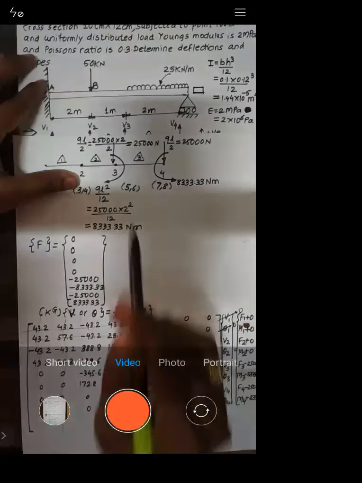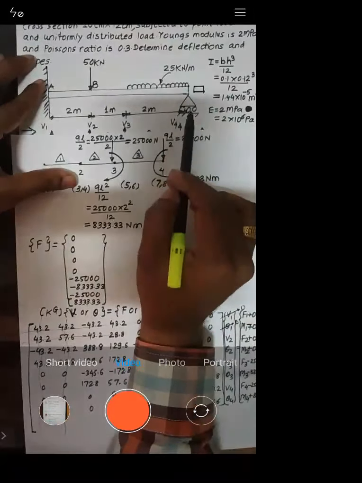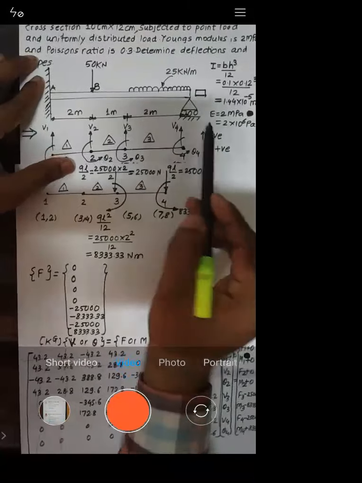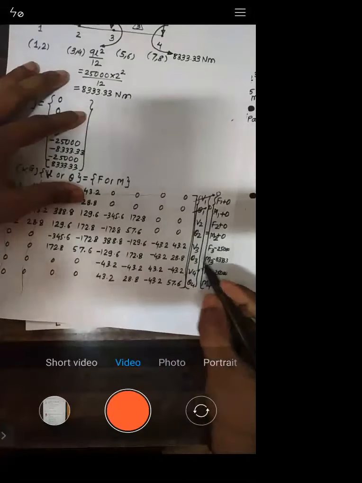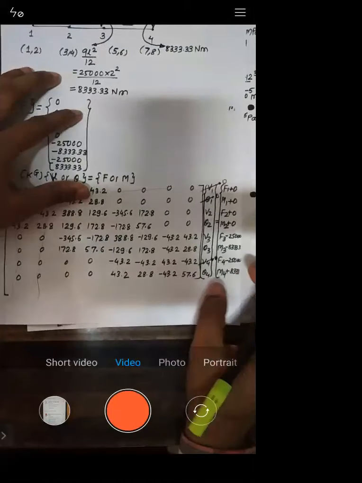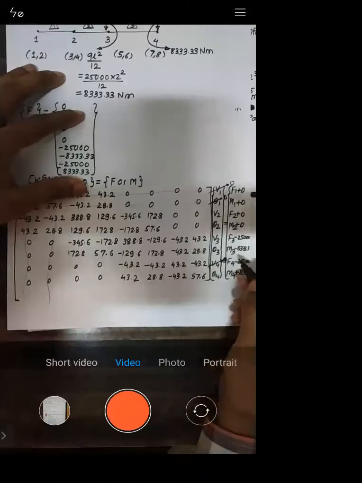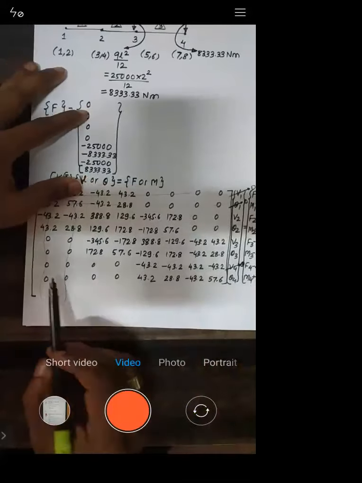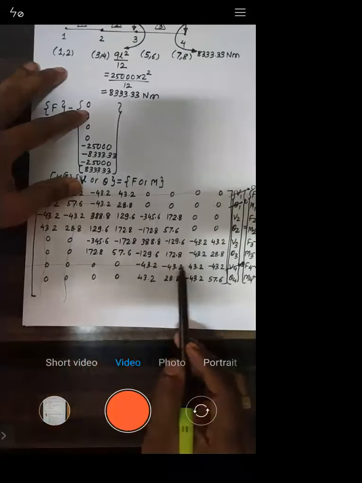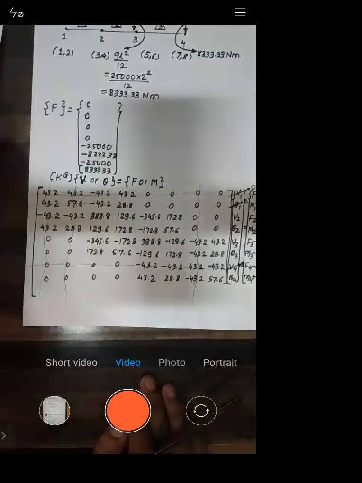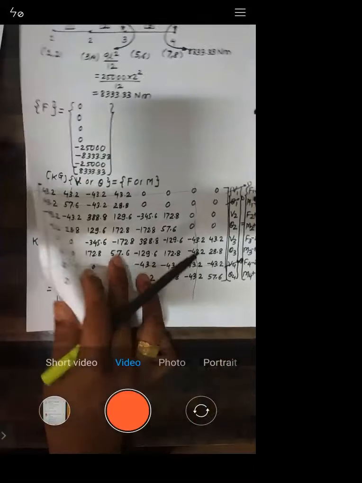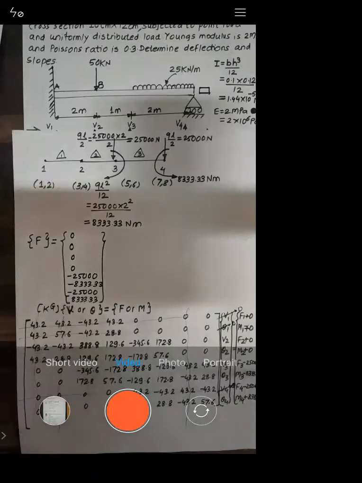Now come back to here. Here it's roller. The roller can't move in vertical direction. So V4 is 0, right? So I will make V4 0. See here, try to understand. As V4 is 0, the 7th row and the 7th column get cancelled. Yes or no? Okay. Is it okay?